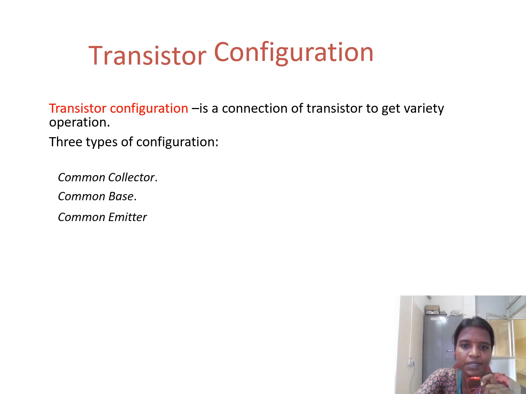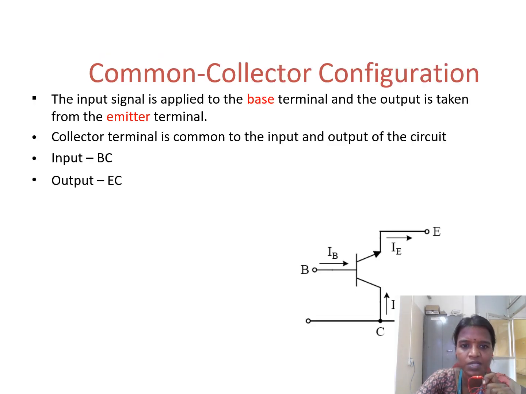So, common collector, common base and common emitter transistor configurations. Common collector means your collector terminal is common for both the input and output. Similarly, common base configuration means your base terminal is common for both the input and output. The common emitter configuration is also the same thing.